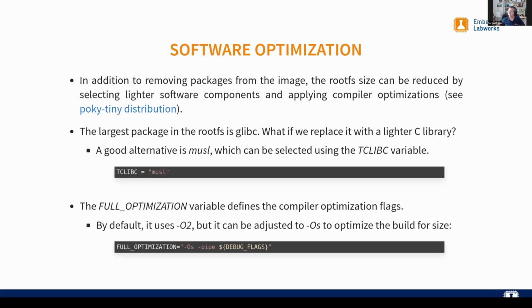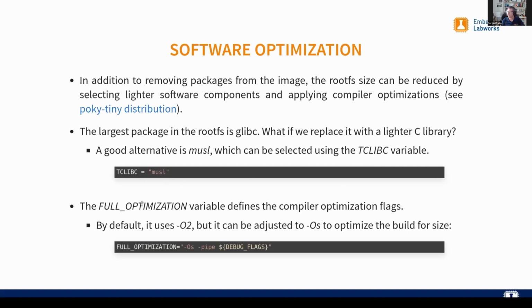So you can also optimize the size of the root file system by optimizing the software that you have there. By that, I mean you can replace software with lighter implementations, or you can also rebuild software with a focus on size optimization, right? If you look at Poky-Tiny, it's another reference distribution provided by Yocto. You can see some examples of doing that, right? And that's basically what I'm doing here.